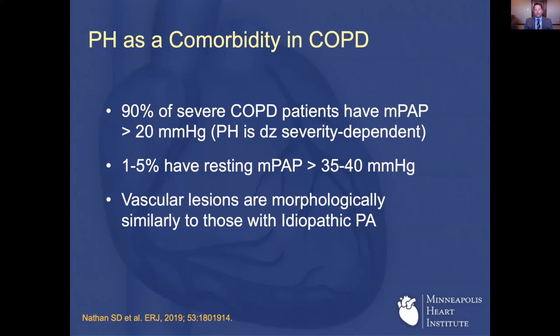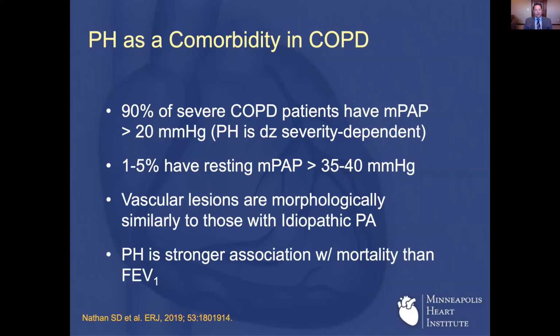And when we look at autopsy data, the vascular lesions that are seen in the pulmonary arteries are very similar to those with idiopathic pulmonary arterial hypertension. Interestingly, PH has a stronger association with mortality than even forced expiratory volume in 1 second.